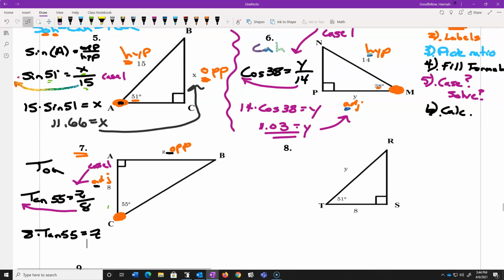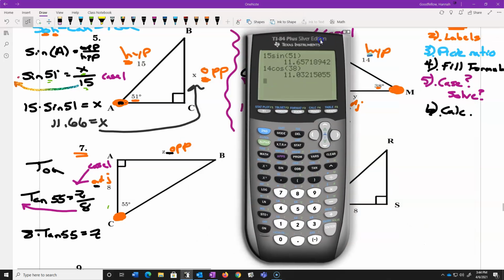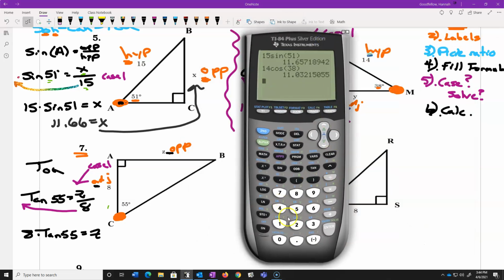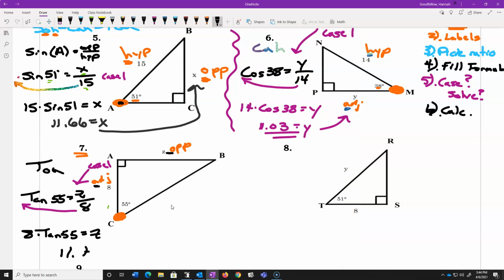Now, what kind of number are we going to get here? Come on, trusty calculator. I always give my calculator a name, like an old lady name. This is Mildred. All right, let's see what Mildred has to say. Tangent of 55 is going to be multiplied by 8, and the answer is 11.43. 11.43 is what Z turns out to be. Okay? You need to be practicing these on your own calculator so you know how to make it work.